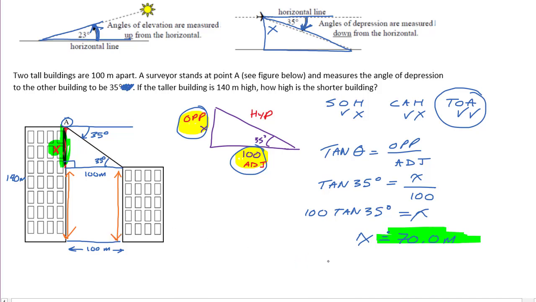So all we got to do is just take the height of the big building, 140, subtract the height of X, which is 70, and we get out approximately 70 again. So that's our answer. About 70.0 meters is the height of the smaller building. 70, right? Because this side over here would also be about 70 because X is 70. All right, let's take a look at another example.